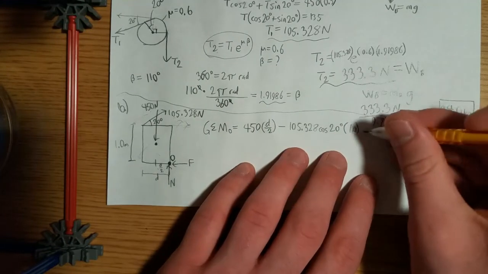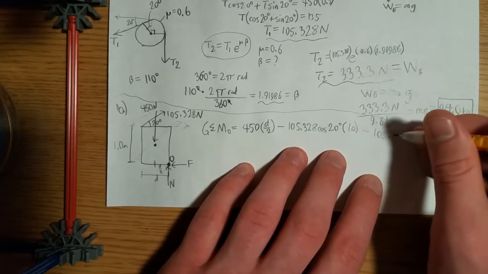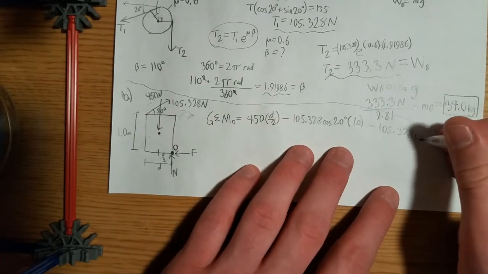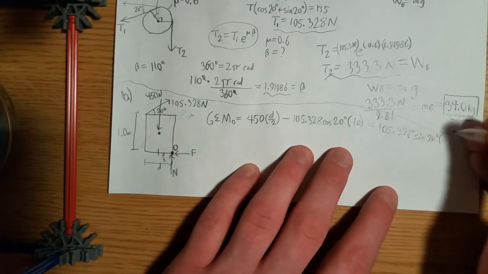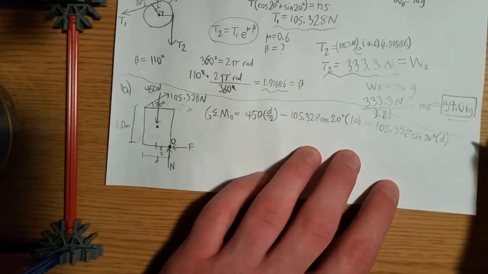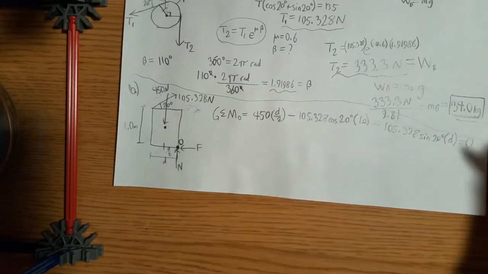And then next is also going to be negative 105.328. This is going to be the sine 20 degrees times, and this time the distance is going to be d. And all of that is going to equal 0.